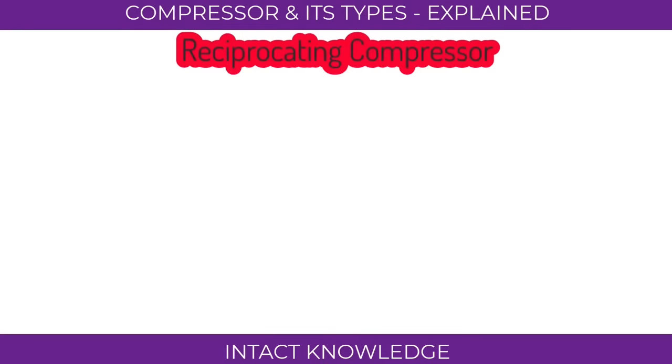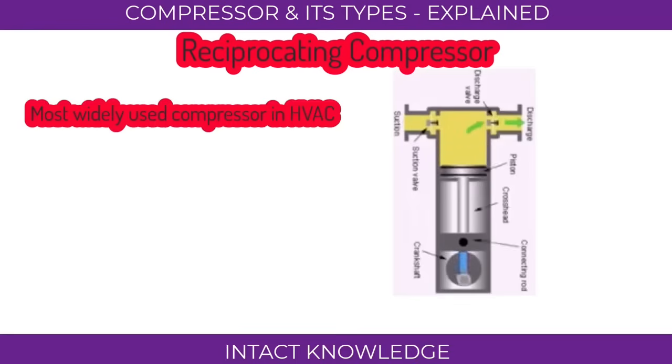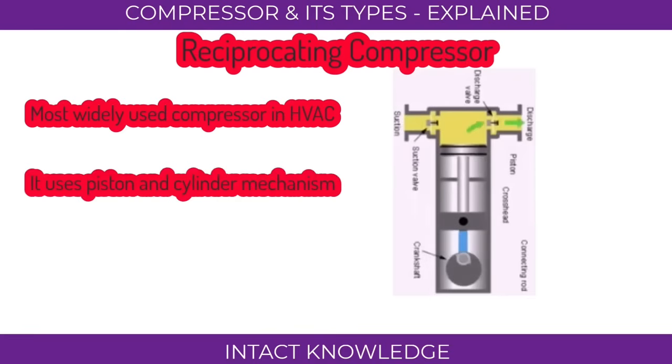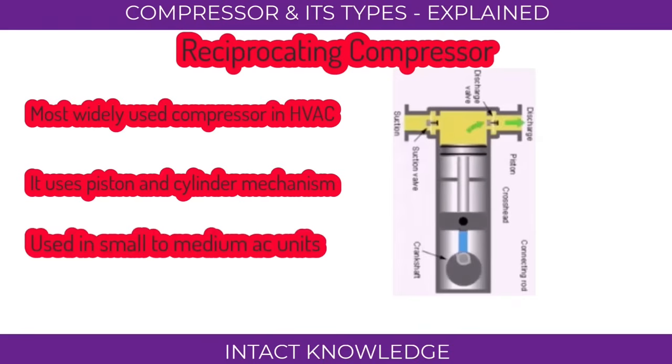Reciprocating compressor. This is one of the most widely used compressors in HVAC systems. It operates using a piston and cylinder mechanism similar to a car engine. As the piston moves back and forth, it compresses the refrigerant gas. Reciprocating compressors are durable and efficient, making them a popular choice for small to medium cooling applications.